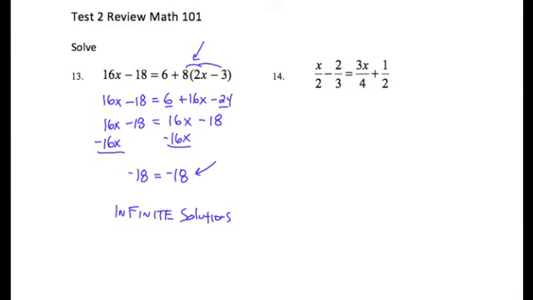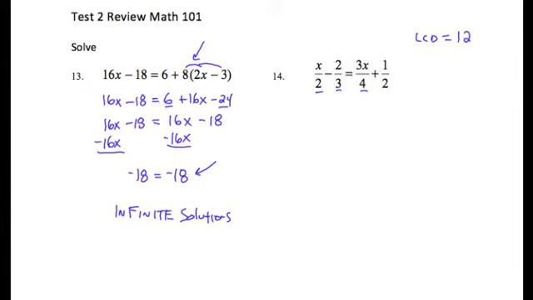Okay, question 14. Again, I'm trying to solve this equation, but here I have a lot of fractions. And so what I want to do when I have fractions in my equation is just clear them out by using the LCD method. And so the first step is to take a look at the denominators and figure out what the least common denominator is of all of these fractions. So it looks like I have a 2, a 3, and a 4. Well, the least common denominator of 2, 3, and 4 is 12. So step 1 is to find that LCD.